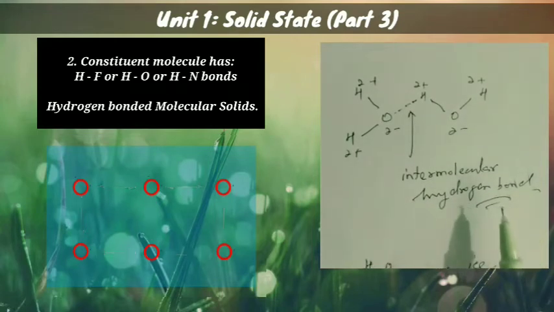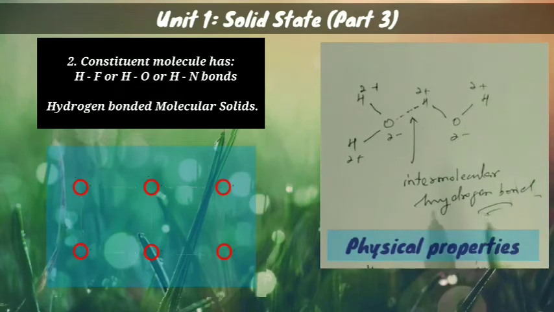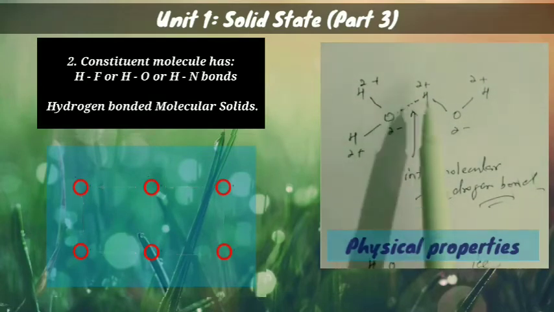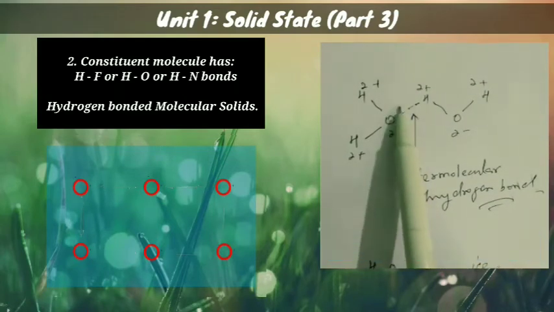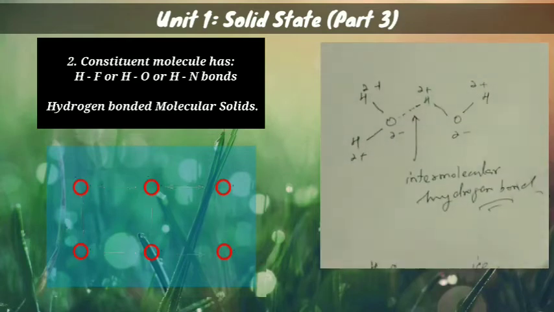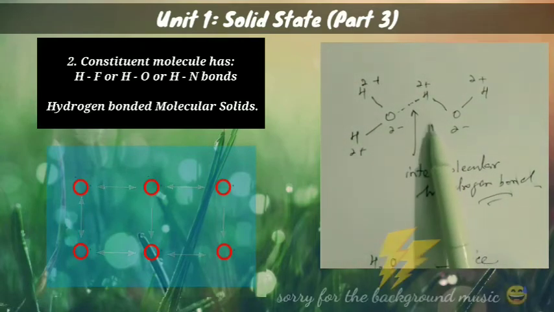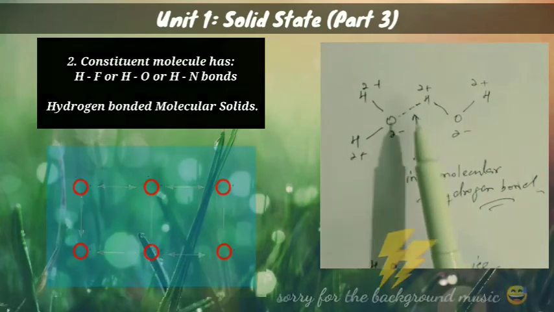Coming to the physical properties, they are non-conductors of electricity, because there are no free electrons available to conduct electricity. Generally they are volatile liquids, and also soft solids, because this interaction is not so strong. They are stronger than the dipole-dipole interaction and the London force, no doubt, but not so strong, so they are soft solids at room temperature and normal pressure, that is 1 atmospheric pressure.